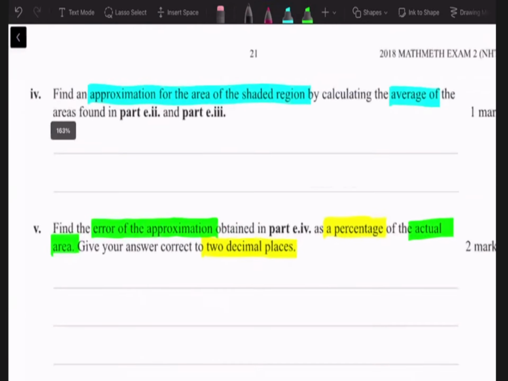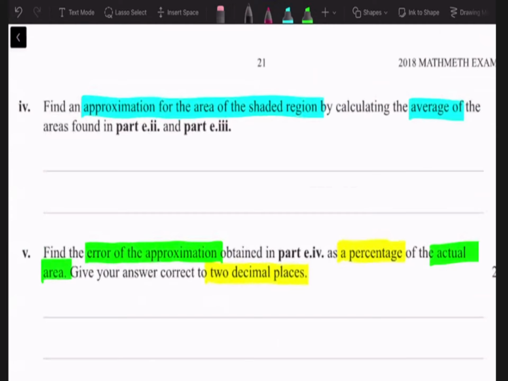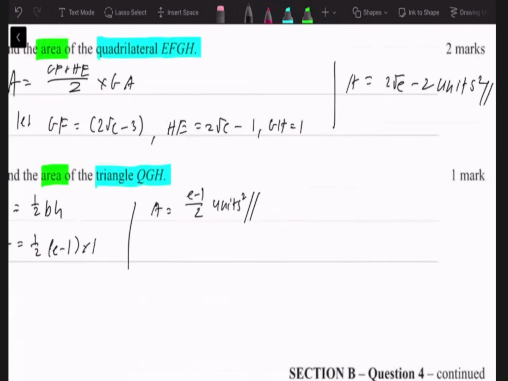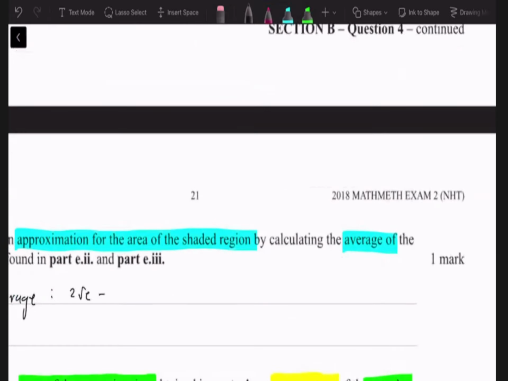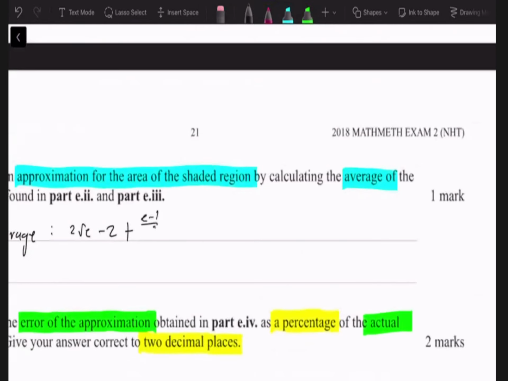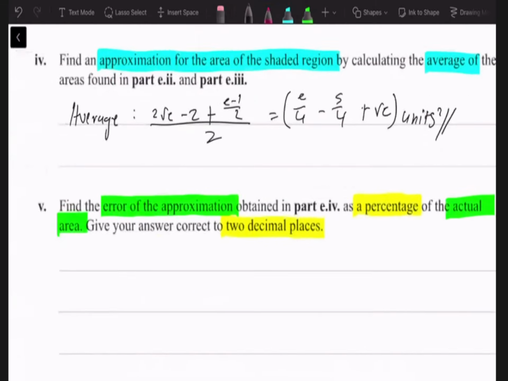So find an approximation by calculating the average of the areas we just found. For calculating an average, we just add both the areas together: 2 root e minus 2 plus e minus 1 on 2, and just divide by 2 because that's how you find the average. And that simplifies to e on 4 minus 5 on 4 plus root e units squared. That's all you have to do for that question, so then 1 mark.